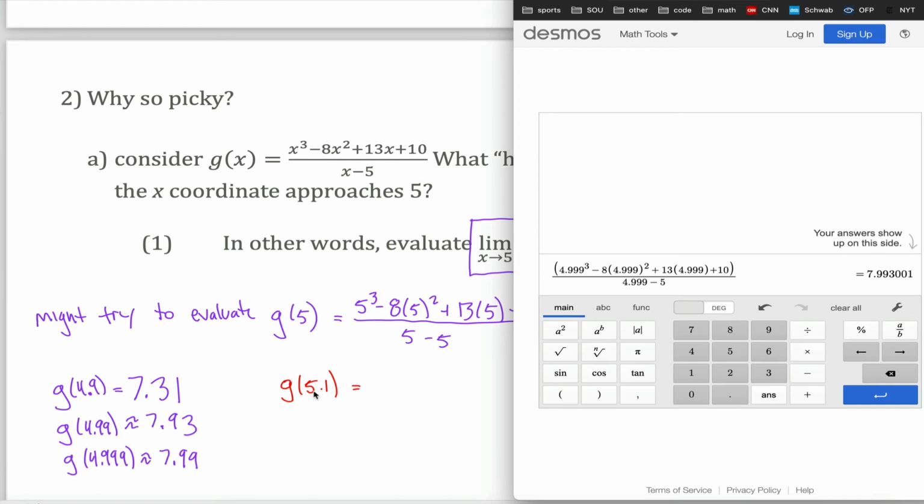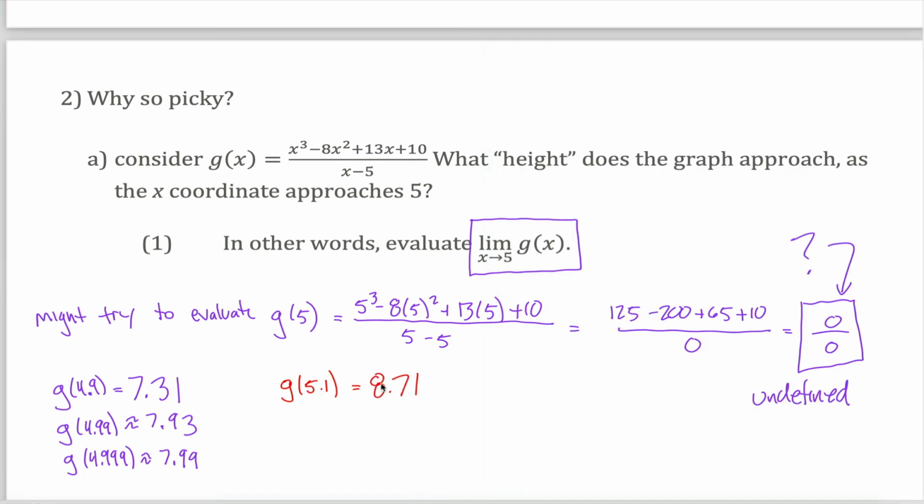We could evaluate g of 5.1 by taking our calculator here and changing all the 4.999s into 5.1s. When we put 5.1 into this machine, we see that the output, g of 5.1, is 8.71. A little bit more than 8. And that's not that close to 8, right, because this isn't that close to 5.